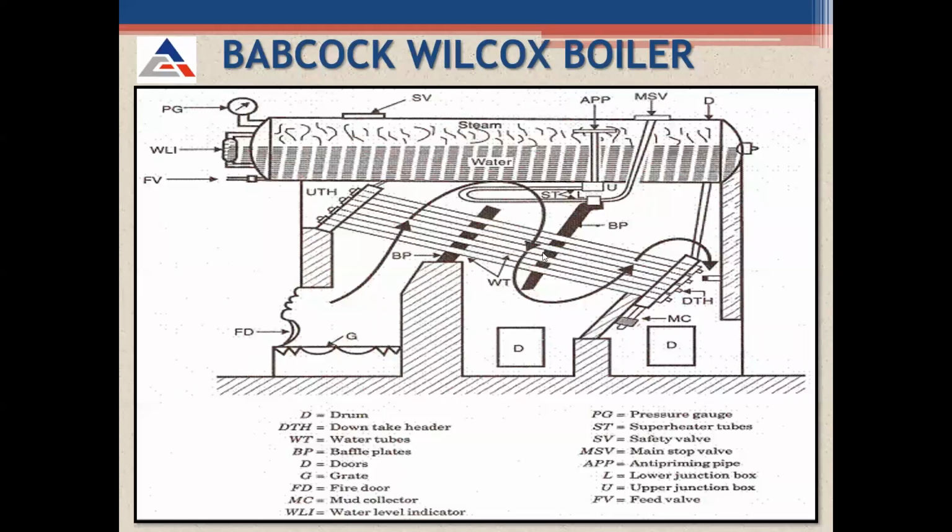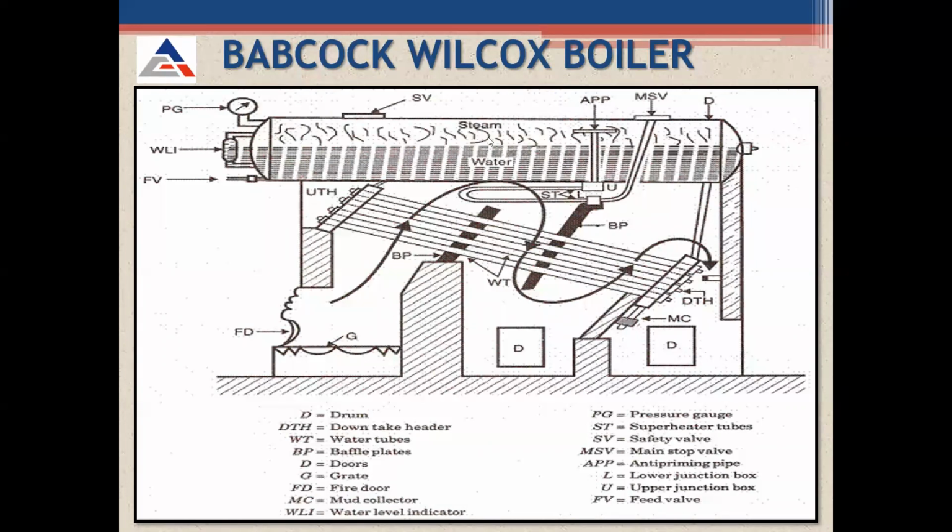Okay, and it starts moving upward, and somewhere here it is partially converted into steam, and then again it enters into the drum and starts circulating like this. Water circulates from the drum to the downtake header, through these tubes, then to the uptake header, and then to the drum again, until the complete water is converted into steam.